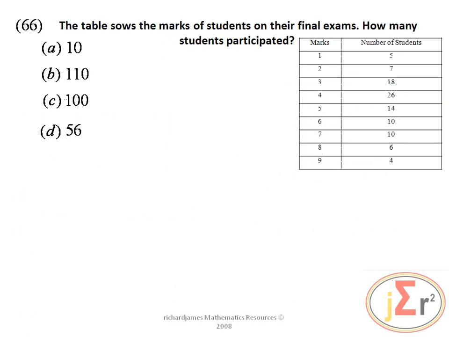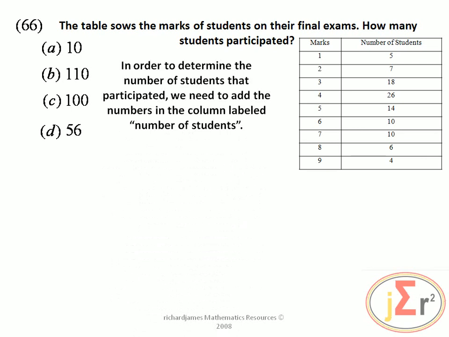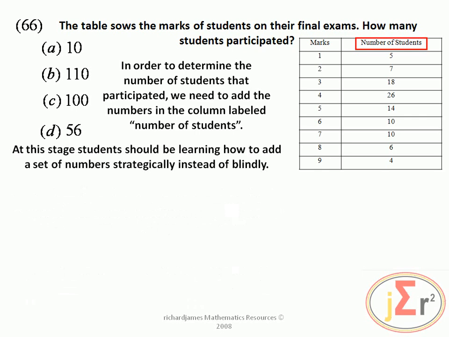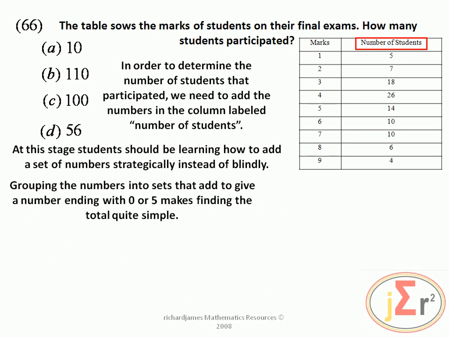The table shows the marks of students on their final exams. How many students participated? In order to determine the number of students that participated, we need to add the numbers in the column labeled number of students. So we are going to add all the values that we have in that column. At this stage, students should be learning how to add a set of numbers strategically instead of blindly. So we're going to use a strategy to add the numbers so that the addition can be done easier.